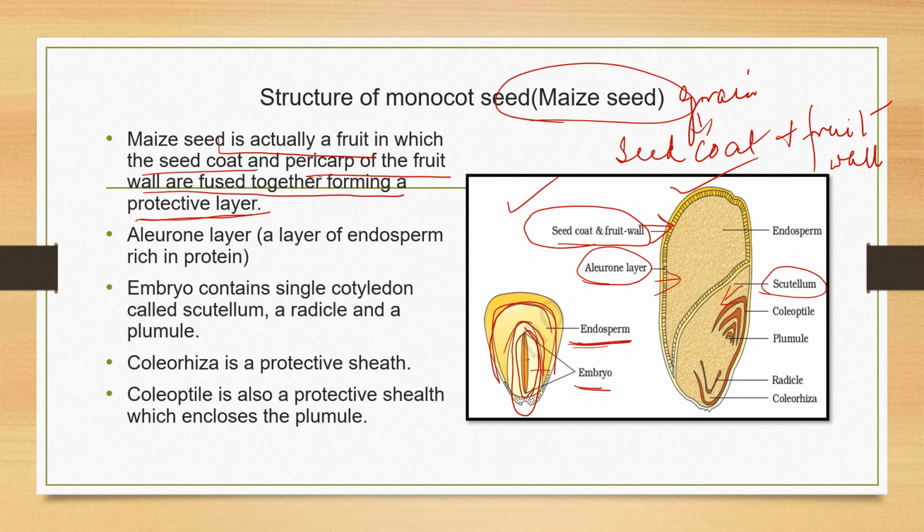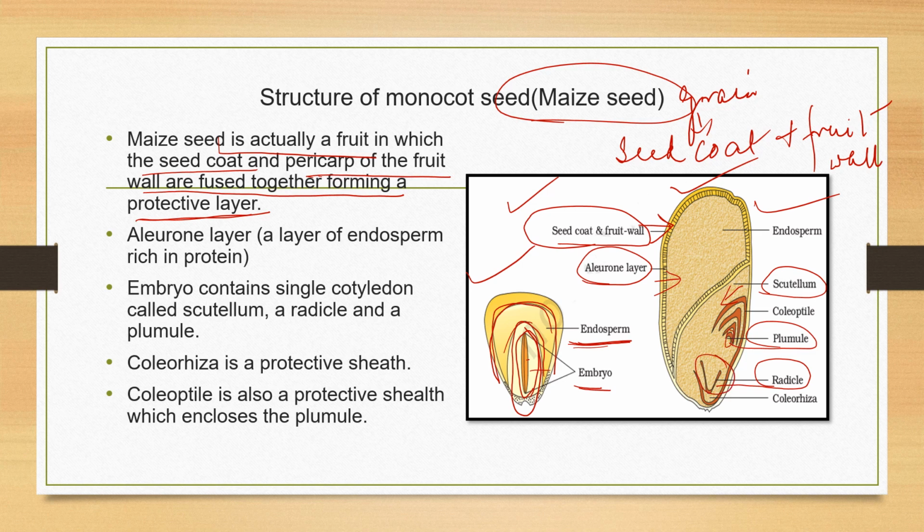You can see the labeled diagram over here. These two diagrams are very important, so please practice labeling these two diagrams. This is the scutellum. Now where are the radicle and the plumule? This one is the radicle and here comes the plumule. The plumule is located in the upper side of the embryonic region, just opposite to the radicle. You can see they are located oppositely.